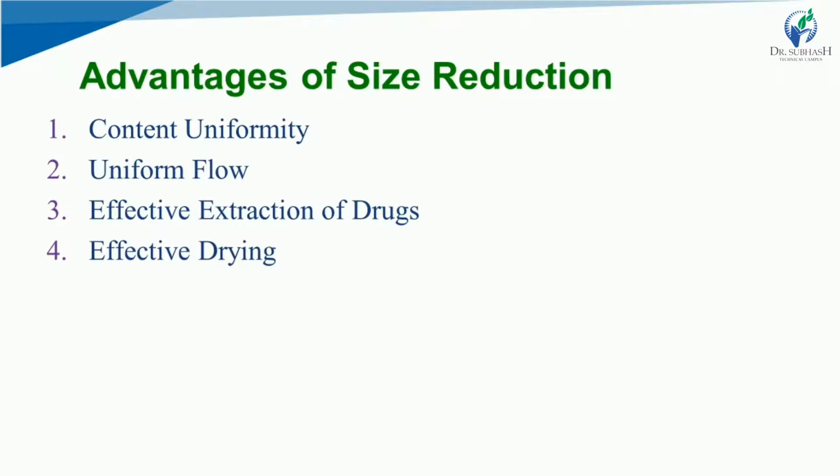Next is effective drying. Drying of a granular mass can be rapid and effective if the size of granule is small and uniform. Such techniques are used in the production of tablet. Similarly, drying of medicinal plant can also be quick after size reduction. Next is improved physical stability. In case of suspension and emulsion, the rate of sedimentation decreases to a large extent if the particle size is small.